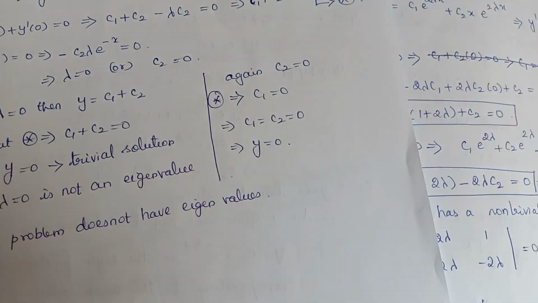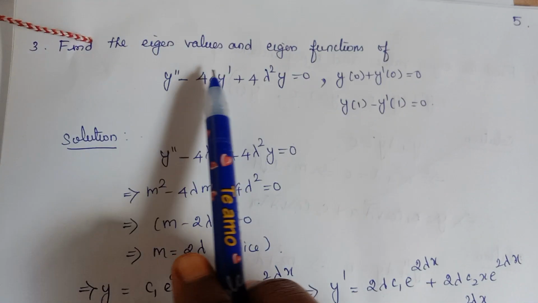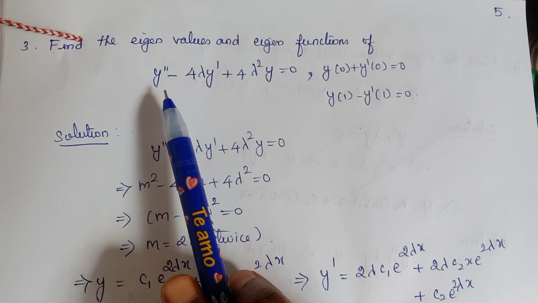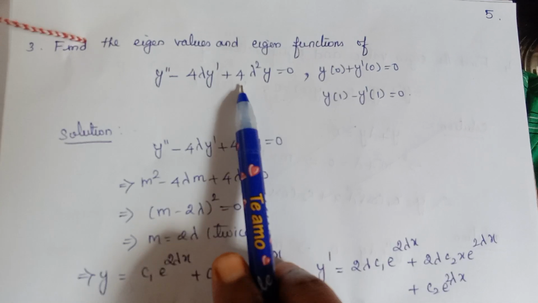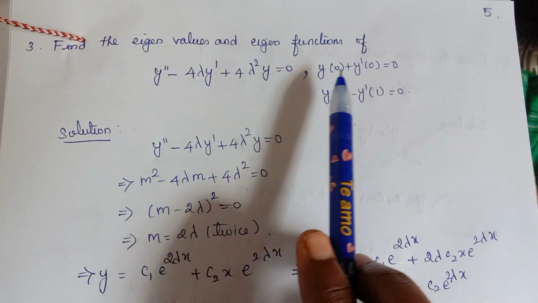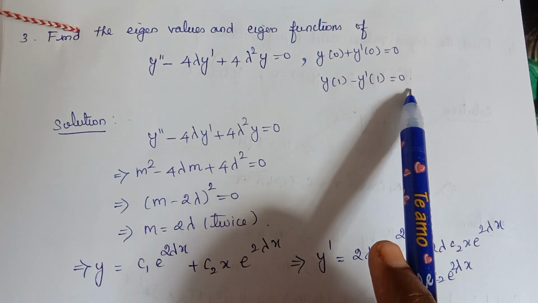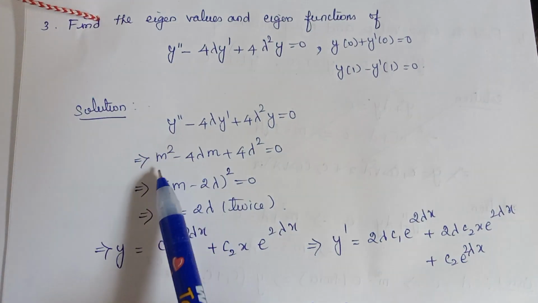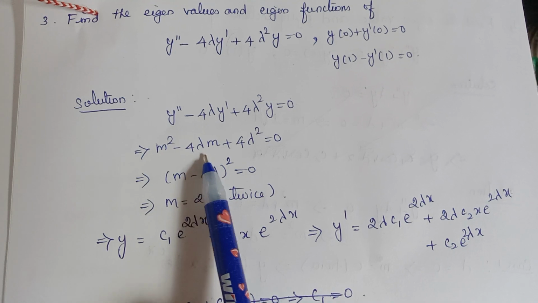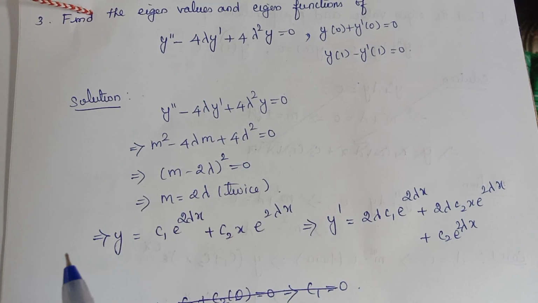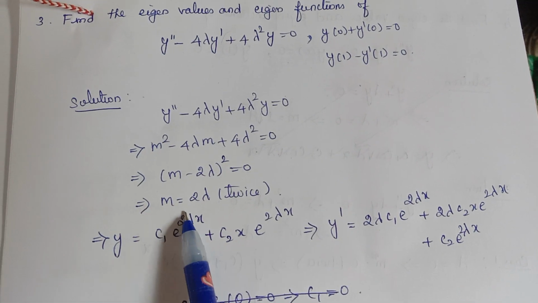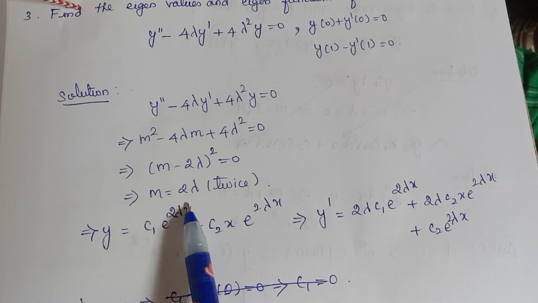eigenvalue. Okay. Find the eigenvalues and eigenfunctions of y'' − 4λy' + 4λ²y = 0, y(0) + y'(0) = 0, y(1) − y'(1) = 0. Now first let us write the auxiliary equation m² − 4λm + 4λ² = 0. So this gives m = 2λ, that is the repeated roots.